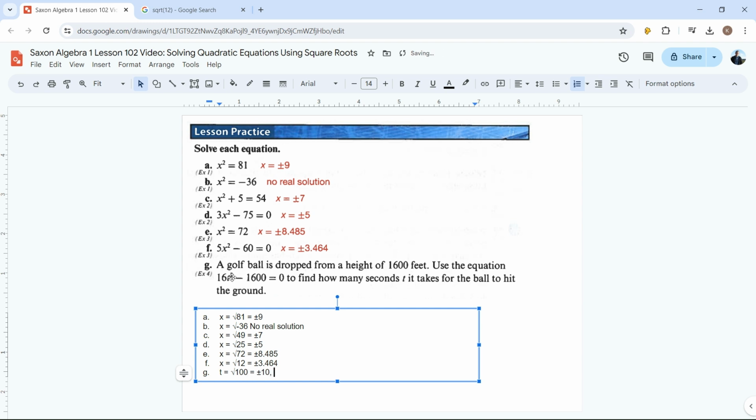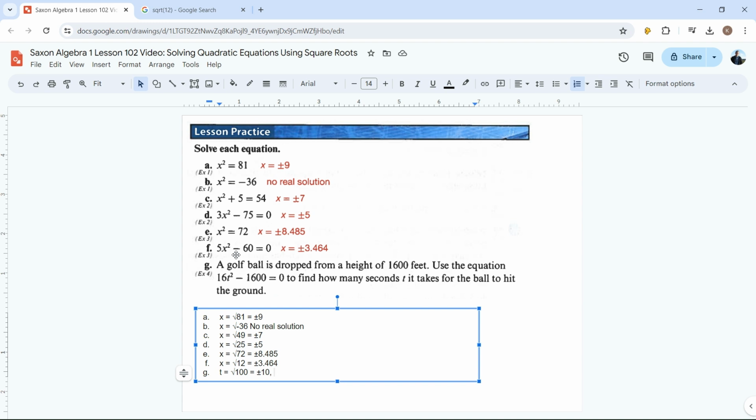Now let's just think about this for a second. Can I have negative 10 seconds? Can the ball hit the ground at negative 10 seconds? That doesn't make sense because I can't go back in time. So the negative answer, I have to ask myself, especially for these word problems, can the negative answer be viable? And the answer is no, the negative answer is not viable.